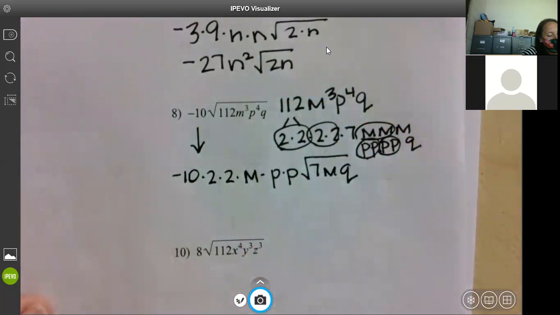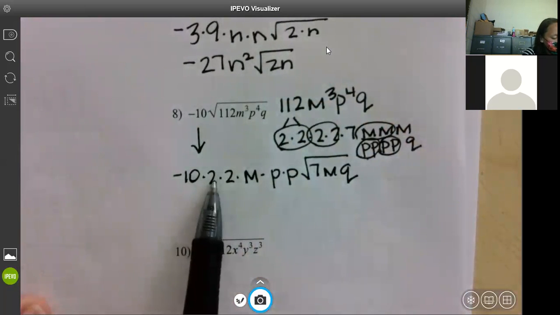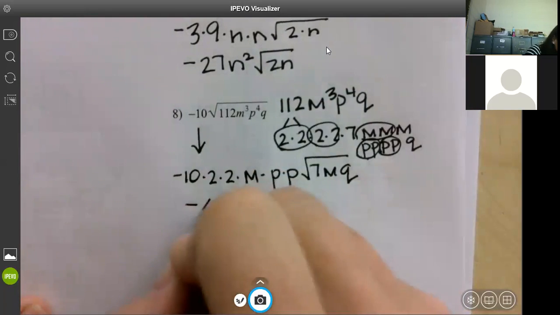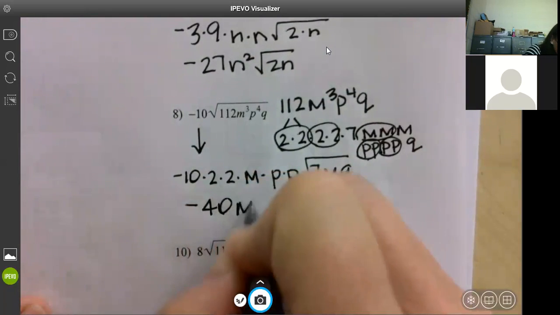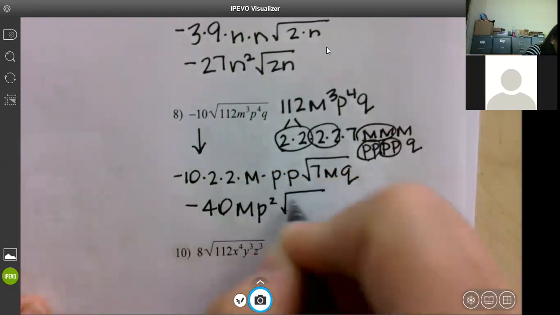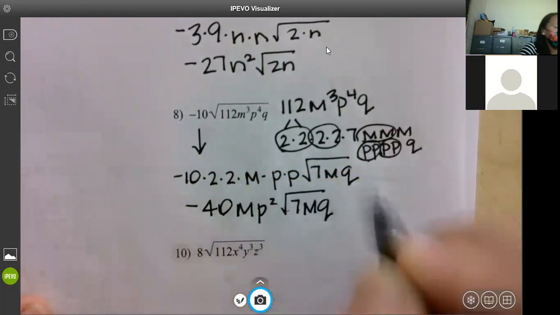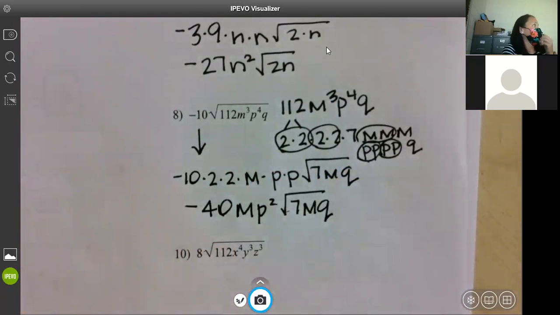And then clean up the front. What's -10 times 2? -20. Times 2? -40. An m and 2 p's, a 7, an m, and a q. That's it. Don't make it any harder than what it is.